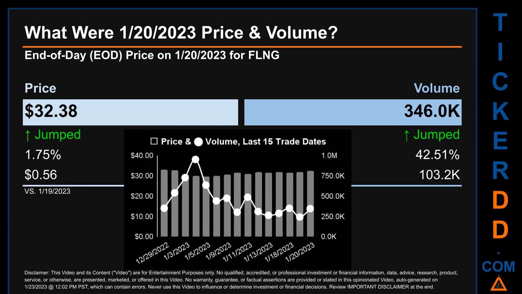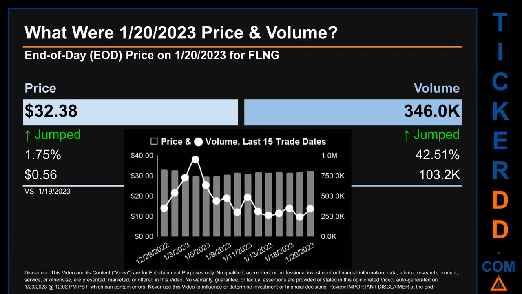What was end of day price and volume for FLNG? On Friday, January 20, 2023, FLNG had an end-of-day price of $32.38 and volume of about 346,000. Compared to the previous trading day, the price jumped 1.75%, gaining 56 cents, while volume jumped 42.51%, increasing about 103.2 thousand. The graph shows price and volume for the last 15 trade dates.